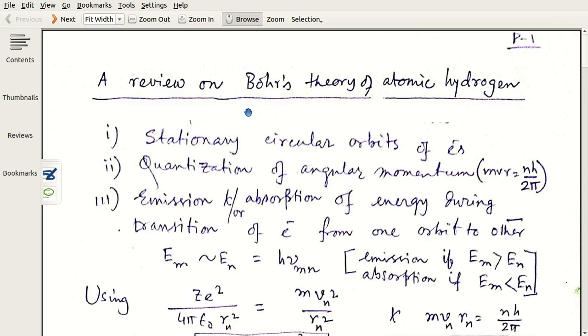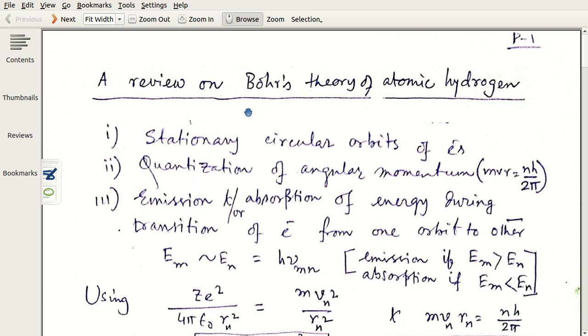Dear students, in this class we will have a review on Bohr's theory of atomic hydrogen. I know that you have some idea on Bohr's postulates, and I will not discuss a lot about that. In the presentation I made in the slides, I shared it with you.